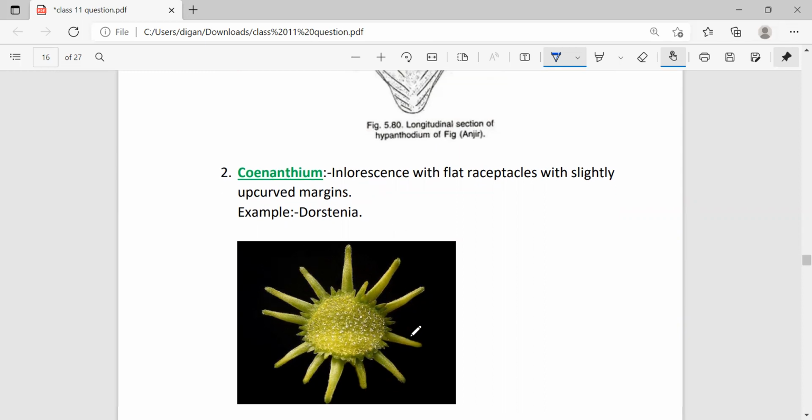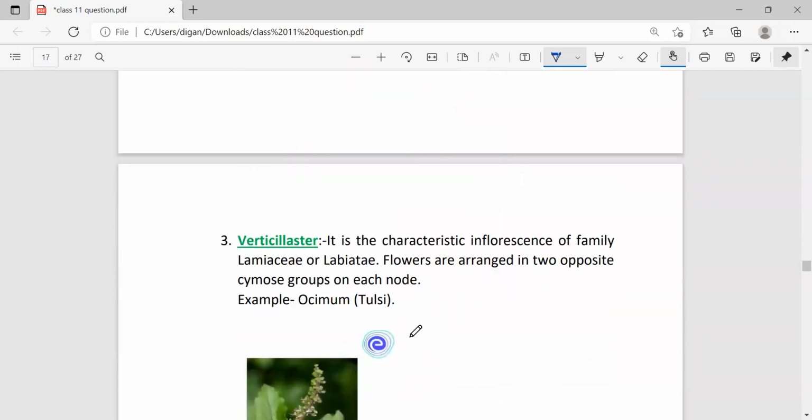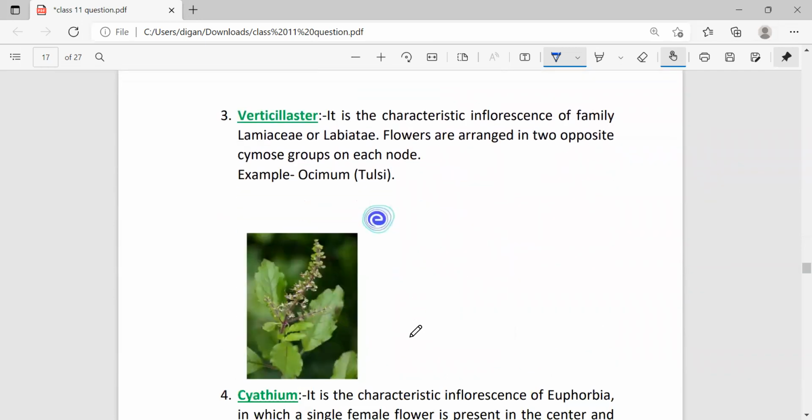Now come to the third type of inflorescence, that is this one, verticillaster. This is the characteristic inflorescence of the family Lamiaceae or Labiatae. This is one of the important ones, sometimes a single question comes from this inflorescence. Flowers are arranged into 2 opposite cymose groups at each node. An example is Tulsi. Look, this is the diagram.